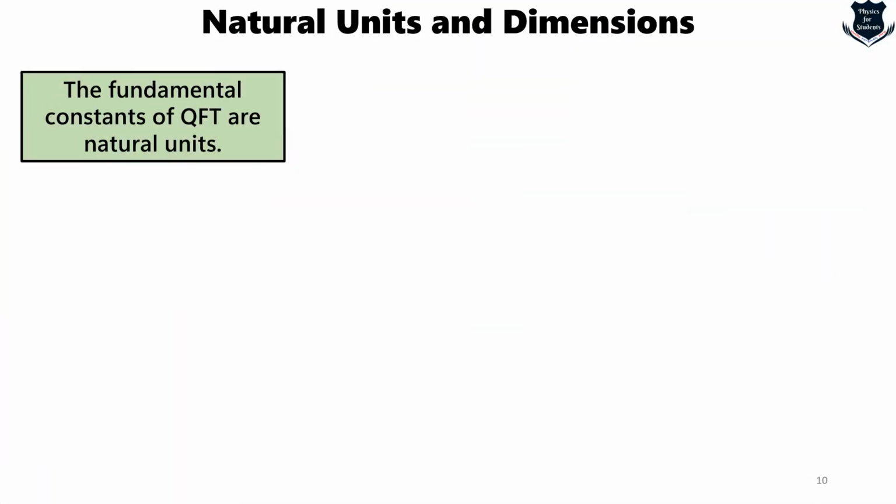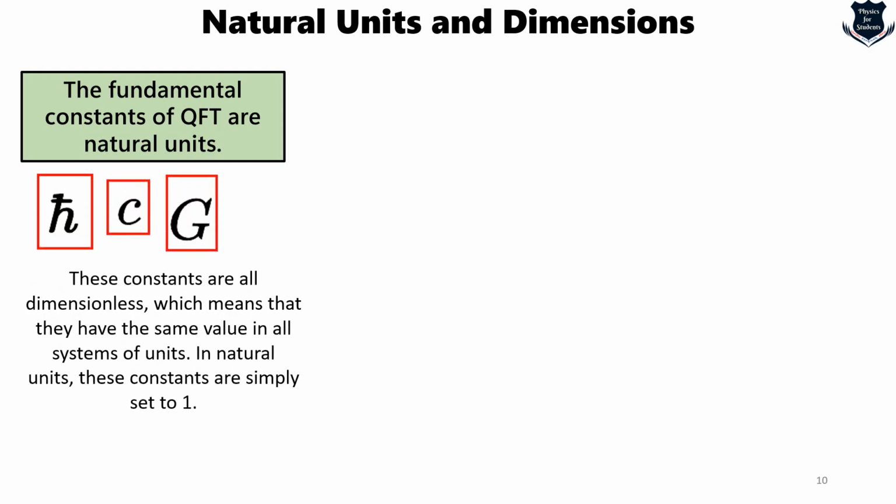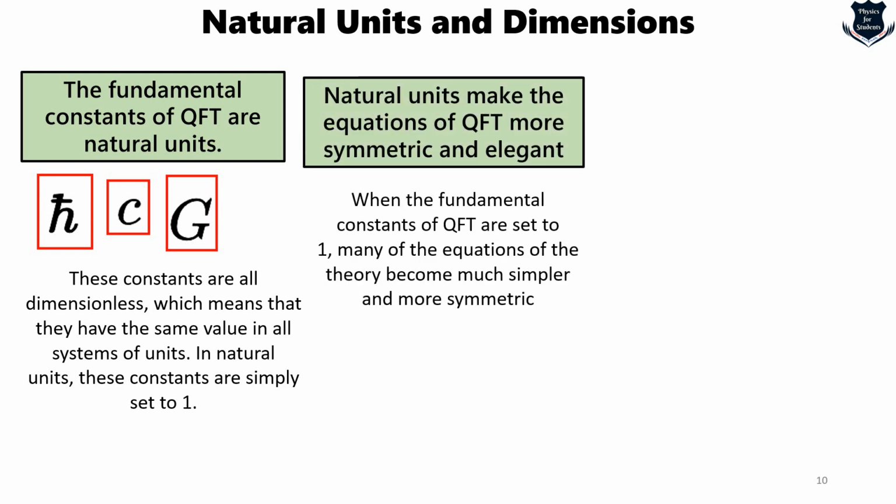So you see, the fundamental constants of quantum field theory are actually natural units. The most important constants, for example the speed of light, the reduced Planck's constant and the gravitational constant, are all dimensionless, which means that they have the same value in all systems of units, and in natural units are simply set to 1. Next, natural units make the equations of quantum field theory more symmetric and elegant.